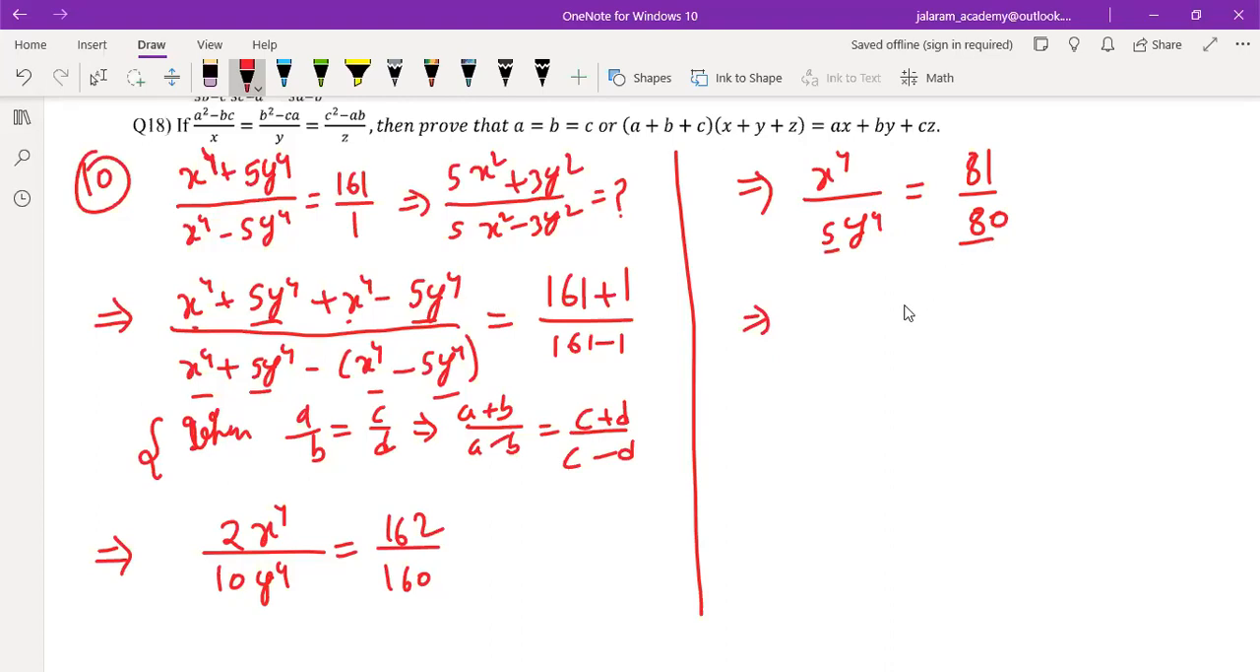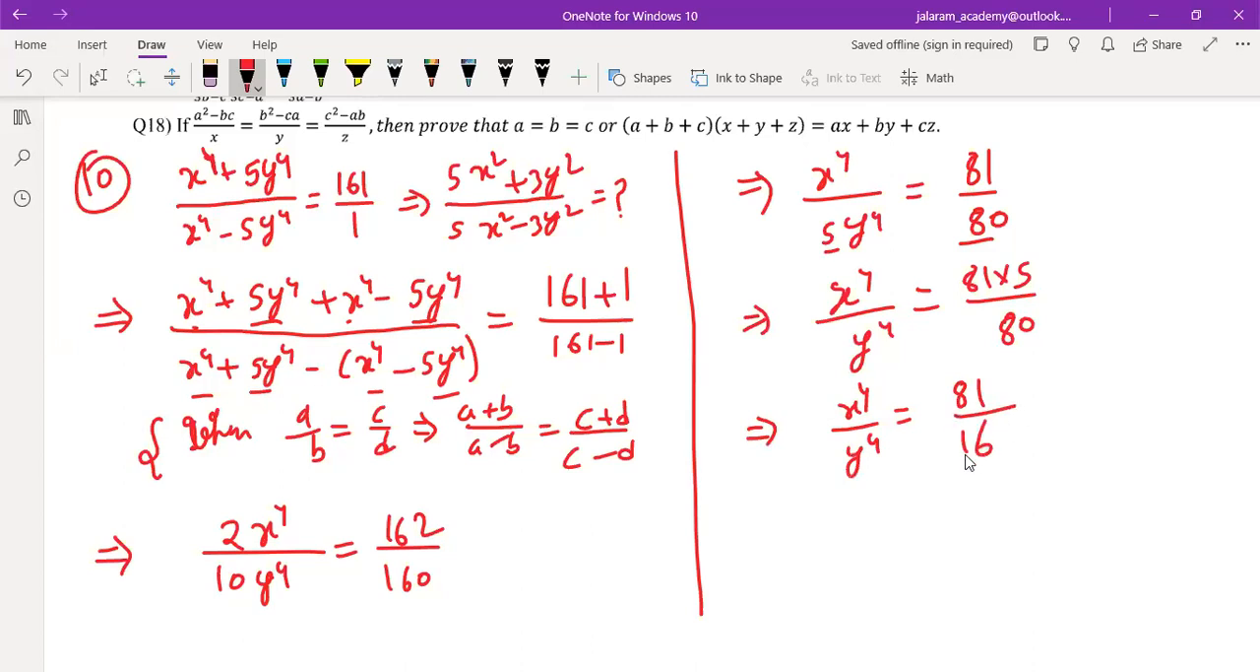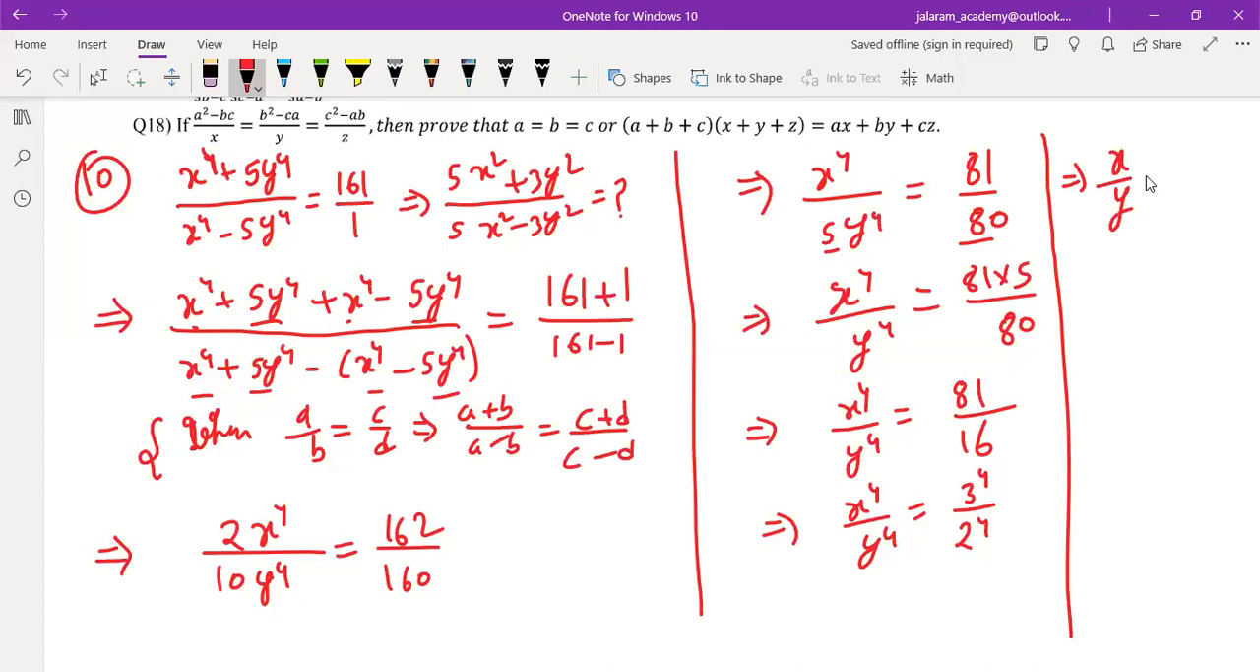And transfer this 5 to the right hand side, so it goes to the numerator, and 80 will be cancelled out from 5. So 81 over 5 16s are 80. So we can write x^4 upon y^4 equals 3^4, which is 81, over 2^4. Taking fourth root both sides, we get x by y equals plus minus 3 by 2.